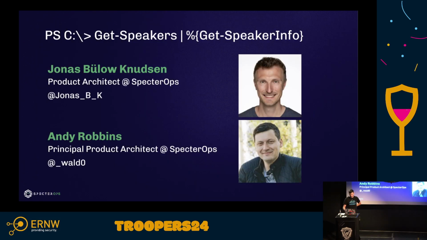So this is who we are. One thing I'm disappointed by is that there aren't more PowerShell jokes in the presentations, but maybe PowerShell has fallen a little bit out of favor. But I'll introduce myself first. My name is Andy Robbins. I'm Principal Product Architect at SpecterOps. I'm one of the co-creators of BloodHound, along with Will Schroeder and Rohan Vazarkar. My handle on Twitter is _Waldo with a 0.